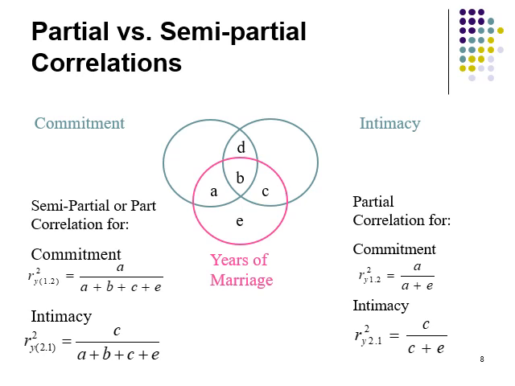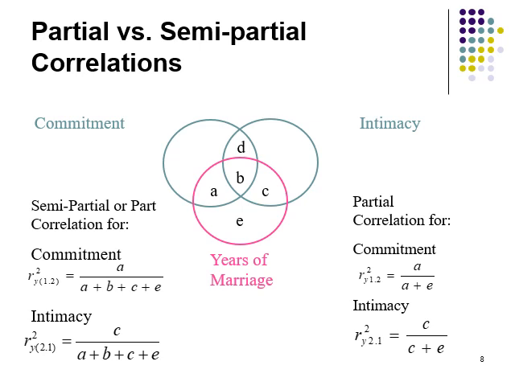So for example, if we are predicting years of marriage by commitment and intimacy, if we were doing semi-partial or part correlations, what we'd be looking for is the unique prediction, unique variance explained by our predictor in the sum total of our outcome. So that would be A over A, B, C, E. In other words, how much of years of marriage in total is predicted by just commitment. And for intimacy, our semi-partial or part correlation would be C over A, B, C, E. So again, what is the unique variance only explained by intimacy in the total variance of years of marriage?